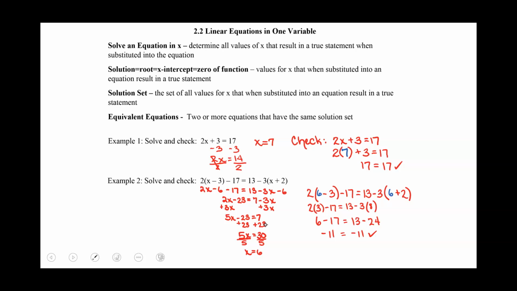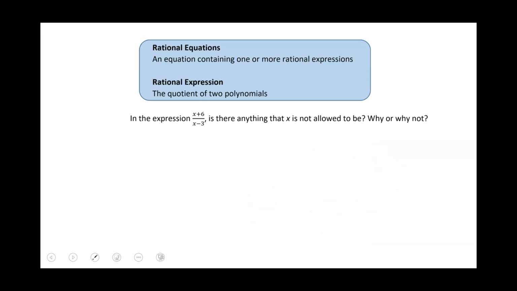And again, since 6 is a solution, I should be able to plug it back into the equation in the place of x, and I should get the exact same thing on each side, on the left and on the right. Now, we have already been working with rational expressions. A rational expression is just when you have one polynomial divided by another. If you have rational expressions in an equation, then we have a rational equation.